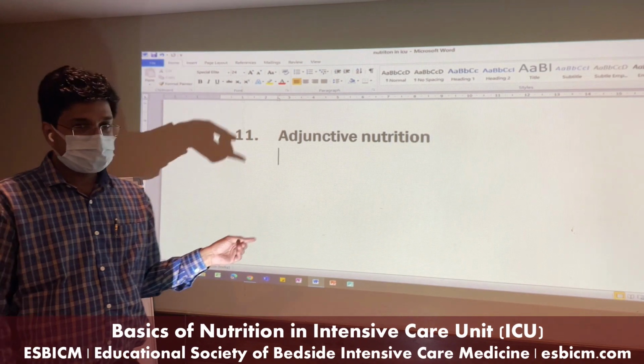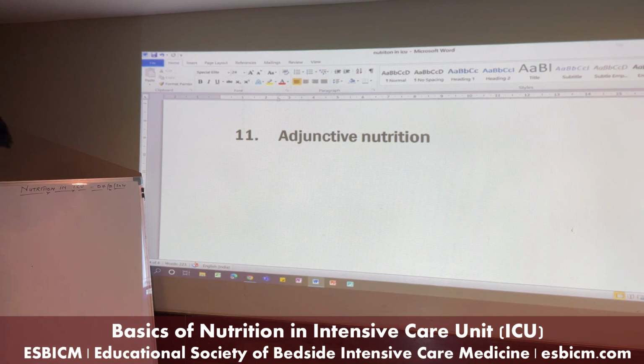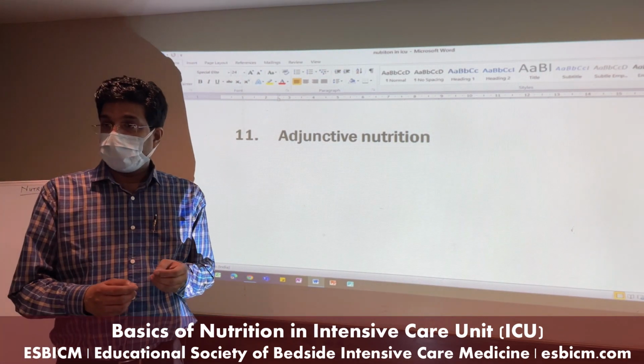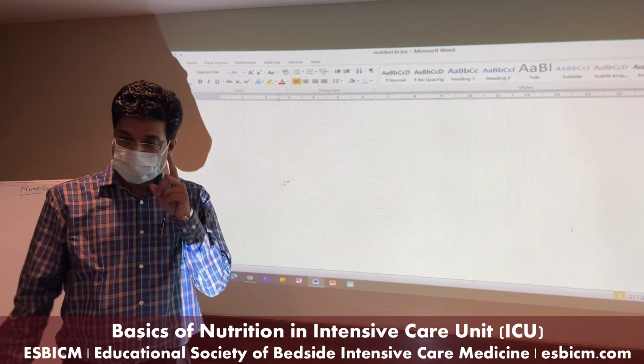So now this was the session. Quickly, we'll discuss a case on the whiteboard, and then we'll practically solve how we'll plan the feed in this particular patient.